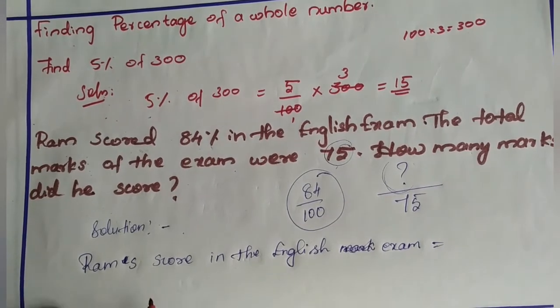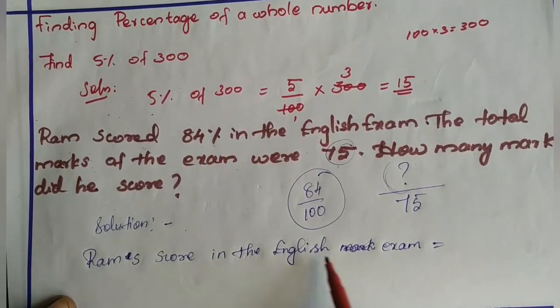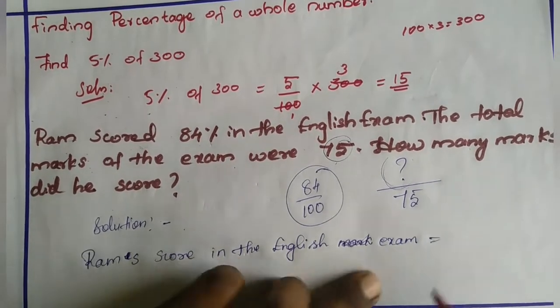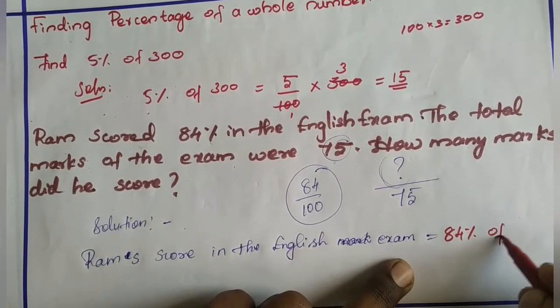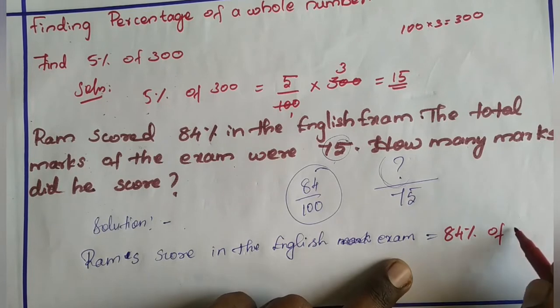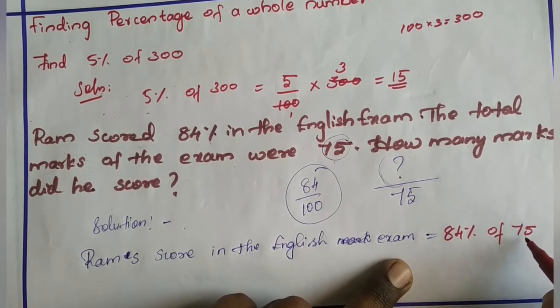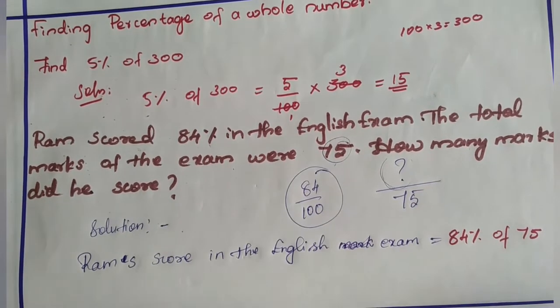Ram's score in the English exam, how many marks? 84% of which one? 100 or 75? 75, because the original mark is 75. Okay. Are you clear now?